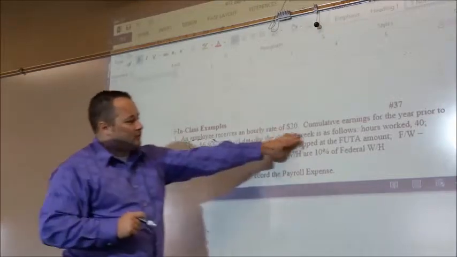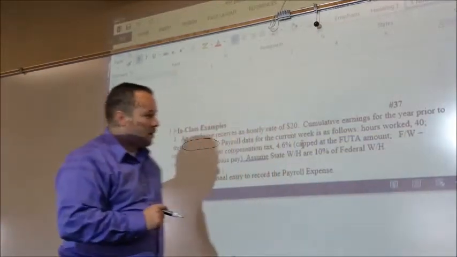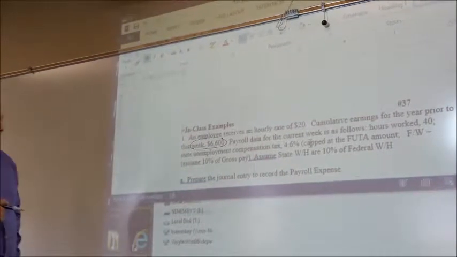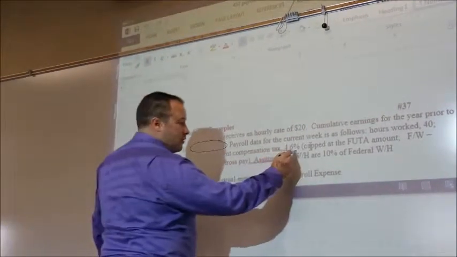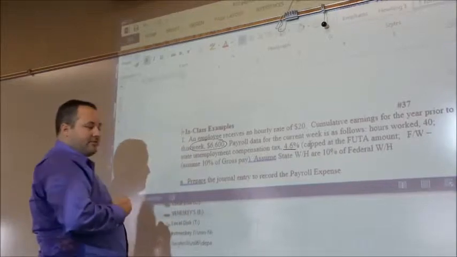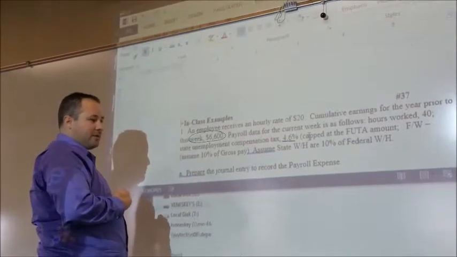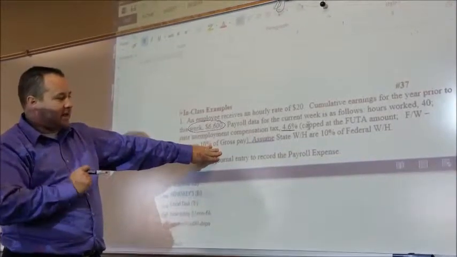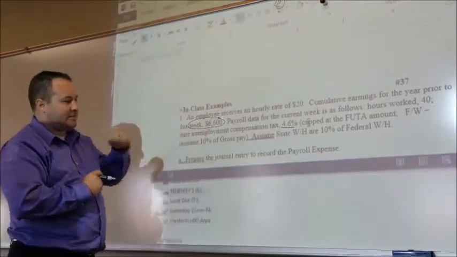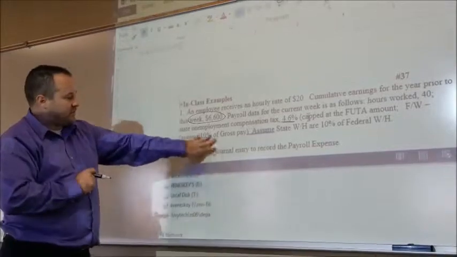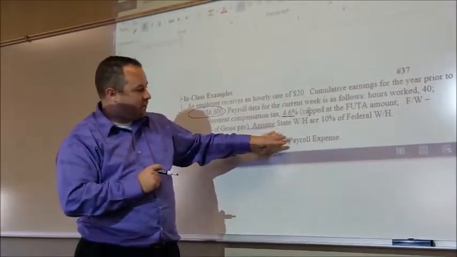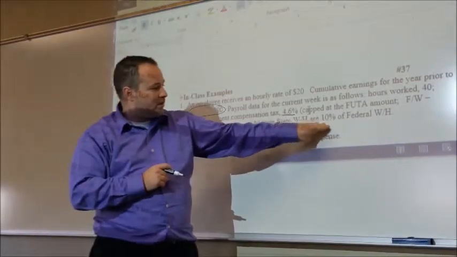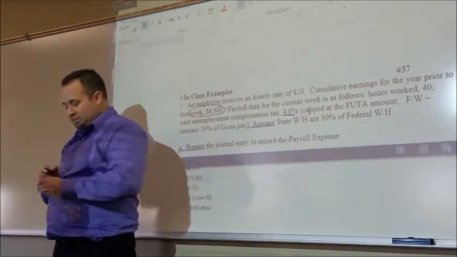This employee earns $20 an hour and works 40 hours this week. The only other things that I really give you are 4.6% for the SUTA, which changes with every company. And on this one, we don't even have any county taxes for whatever state this would be. So we're assuming 10% of gross pay for federal, and then just to change it up a little bit, I said the state withholdings are 10% of federal.